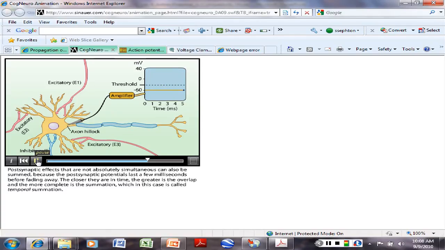Postsynaptic effects that are not absolutely simultaneous can also be summed because the postsynaptic potentials last a few milliseconds before fading away. The closer they are in time, the greater is the overlap, and the more complete is the summation, which in this case is called temporal summation. The summation of potentials originating from different physical locations across the cell body is called spatial summation. Only if the overall sum of all the potentials, both the EPSPs and IPSPs, is sufficient to depolarize the cell to threshold at the axon hillock is an action potential triggered.